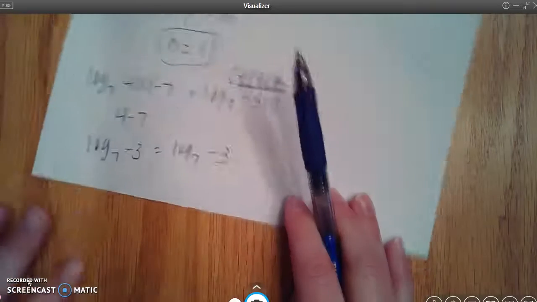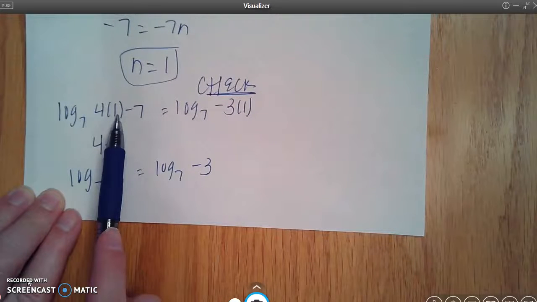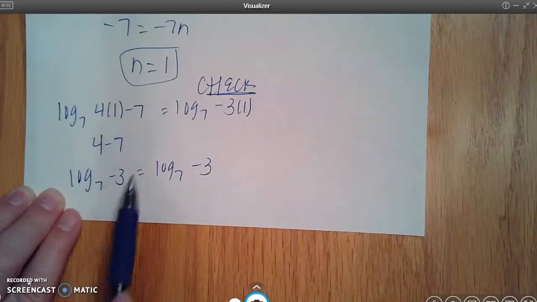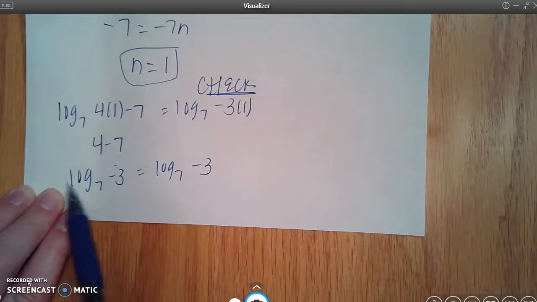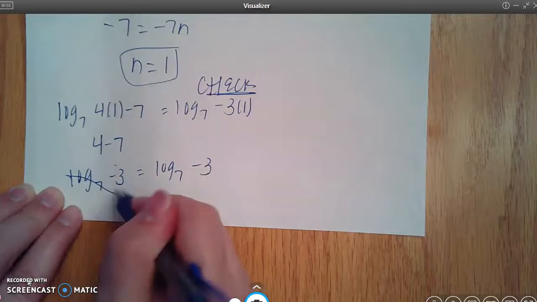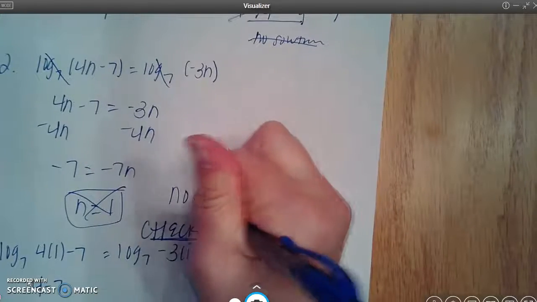Now when you go to plug this one back in to both of the pieces, 4 times 1 is 4 minus 7 gives you a negative 3. Yes, these are equal to each other, but once again, you cannot take the log of a negative number. This would not work. That's how you get an answer of no solution on this one.